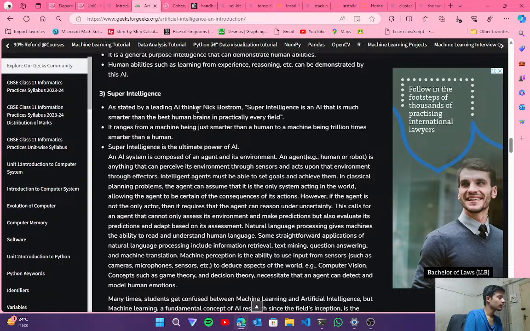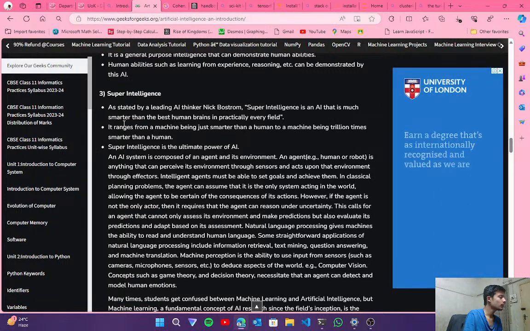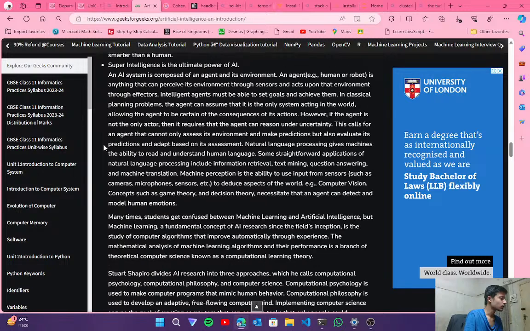Superintelligence, as stated by leading AI thinker Nick Bostrom. Superintelligence is a form of AI that is much smarter than the best human brains in practically every field. It ranges from a machine being just smarter than a human to a machine being a trillion times smarter than a human. Superintelligence is the ultimate power of AI.